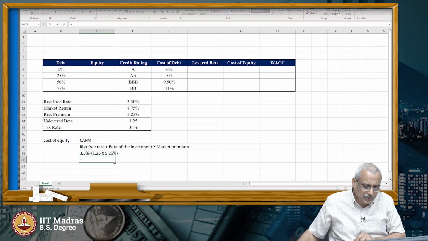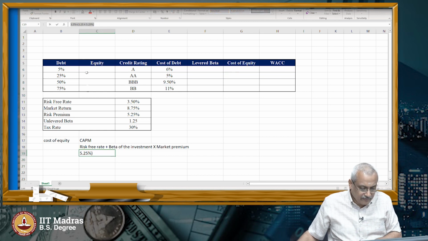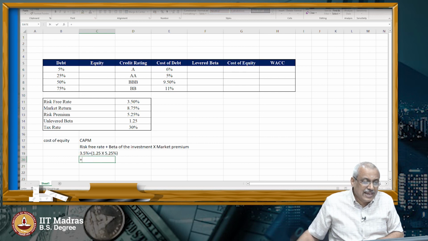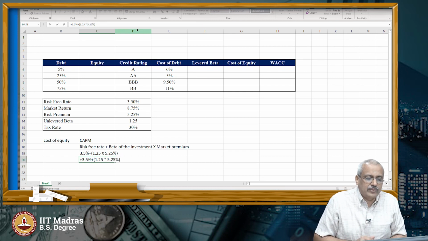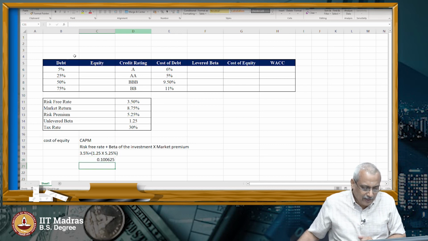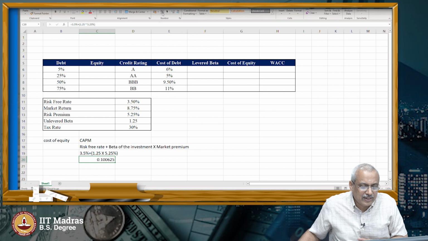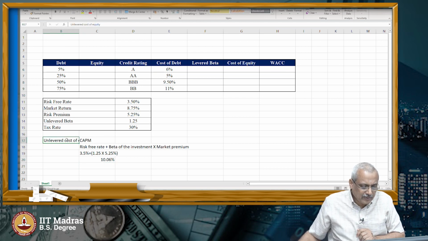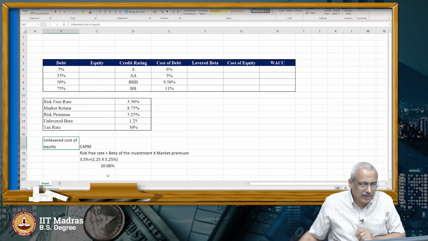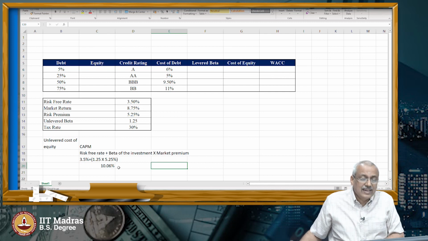So the same thing, I am just going to copy this out, and then do the calculation for you. The entire thing I am explaining here for the purpose of ease, that is all. We know in this particular case the cost of equity, that is the unlevered cost of equity without any debt. I can just do a wrap text. Unlevered cost of equity in this case is 10.06.